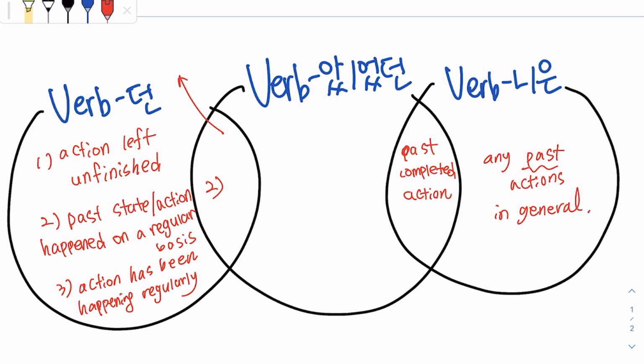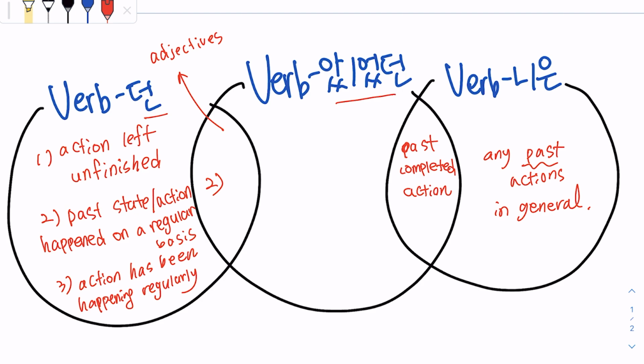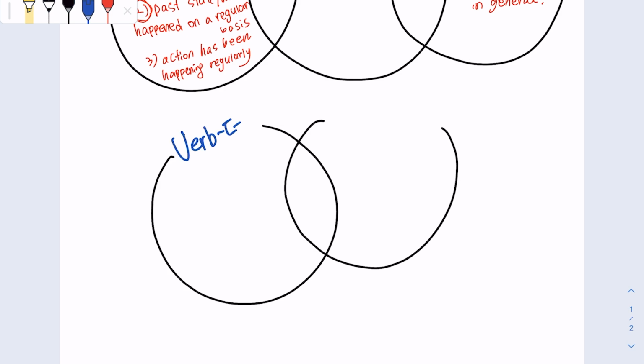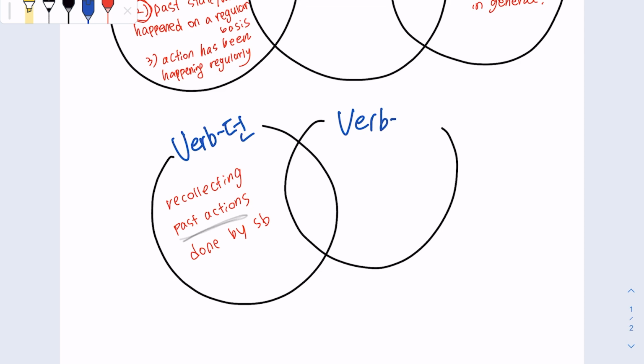Also, I forgot to add that adjectives can be used for both 던 and 았었던 for past tense, whereas adjective cannot be used with 는 to become a past tense modifier, right? We also briefly covered kind of like the fourth usage of 던, which was recollecting the past actions done by someone. And since this can be used to recollect any past actions, it can be interchangeably used with verb-은. So this should be placed in the common denominator part.